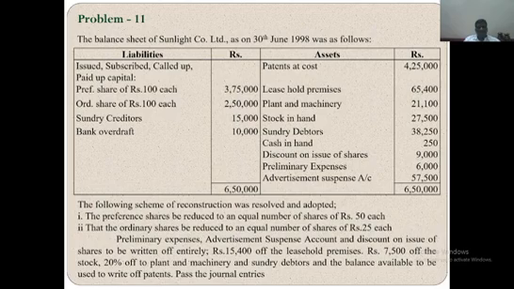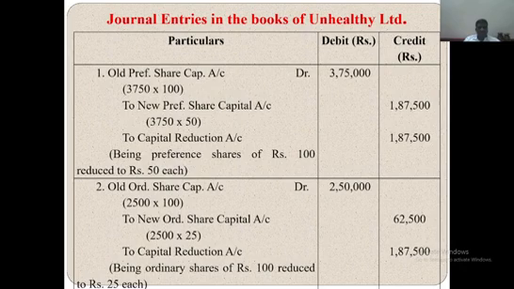First, how much is the total capital reduction value? Preference shares value, old preference shares value 1,87,500. Then equity shares 1,87,500. Total 3,75,000 capital reduction. How is it determined? On behalf of reduction of new preference share capital, we got capital reduction 1,87,500. On behalf of ordinary share reductions, we got capital reduction 1,87,500. Total 3,75,000. So capital reduction account data.